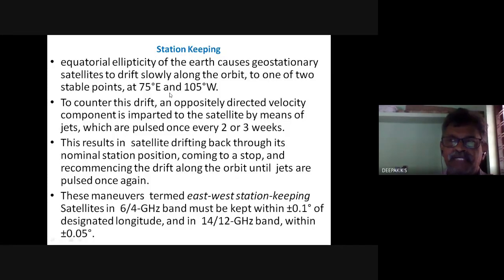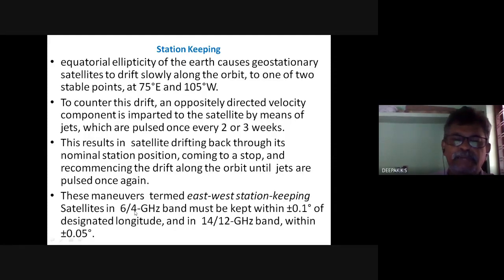So you should keep the satellite within a rectangular box, an area. To counter this drift, an oppositely directed velocity component is imparted to the satellite by means of jets which are pulsed every 2 or 3 weeks. This results in the satellite drifting back through its nominal station position, coming to a stop, and then the drift starts again. Again we pulse the jet, and we continue to do this every 2 or 3 weeks. These maneuvers are termed east-west station keeping.